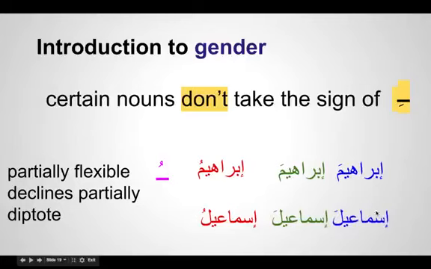Even if it is majroor, if any harf jar comes, you will not see a sign of kasra there, but we will still know that it is majroor because it is a dip tote. It is a partially flexible.